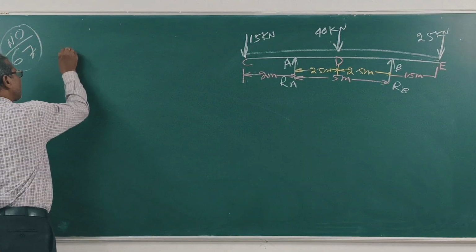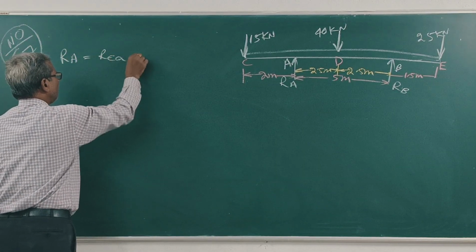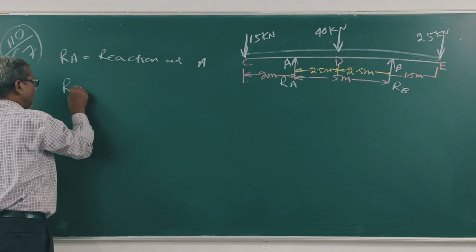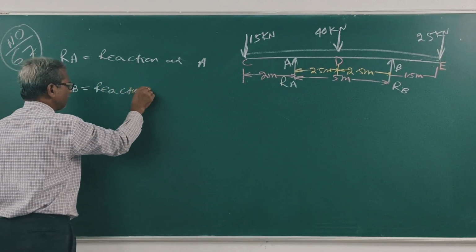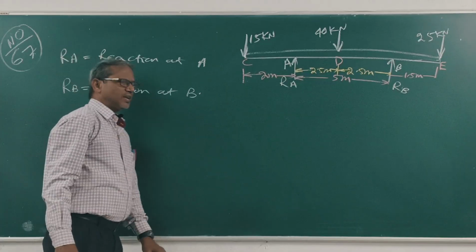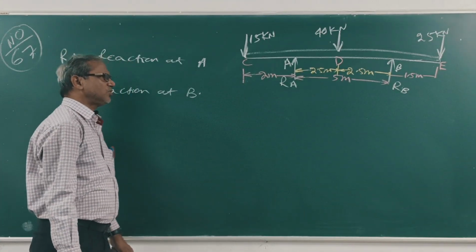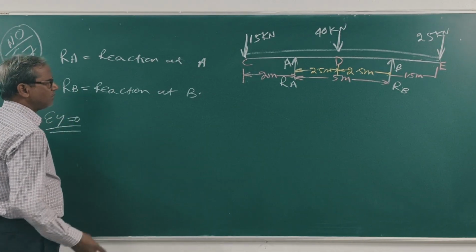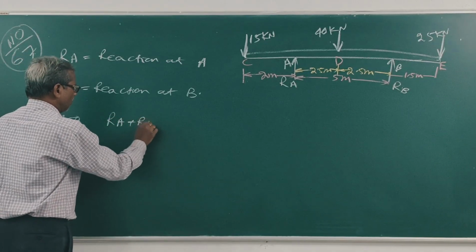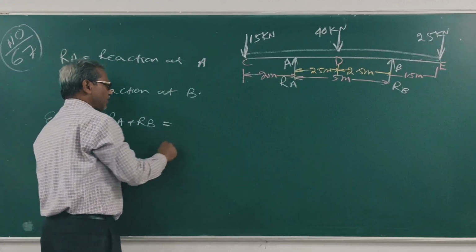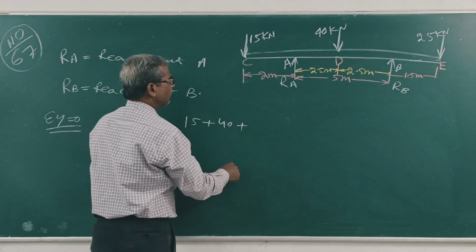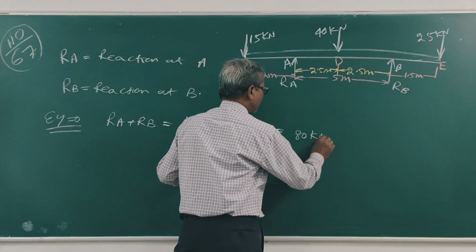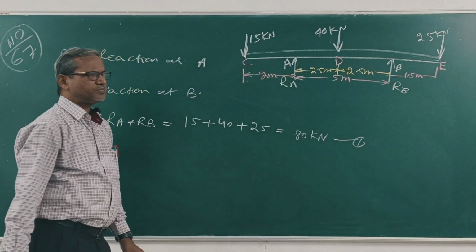Let RA be the reaction at A and RB the reaction at B. Clear? Now, sigma Y equal to 0: RA plus RB is equal to 15 plus 40 plus 25, which is 80 kilonewton. Equation 1.